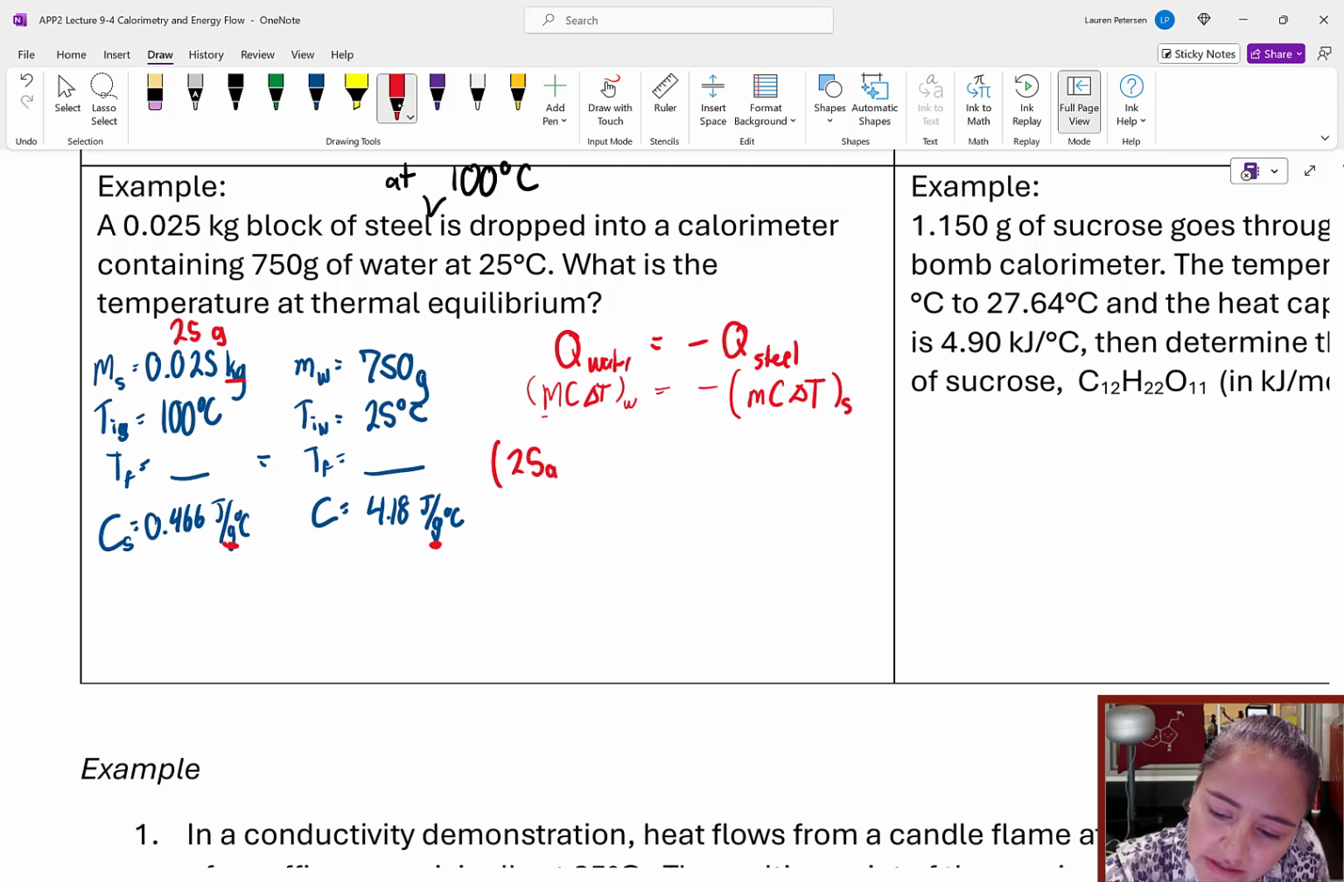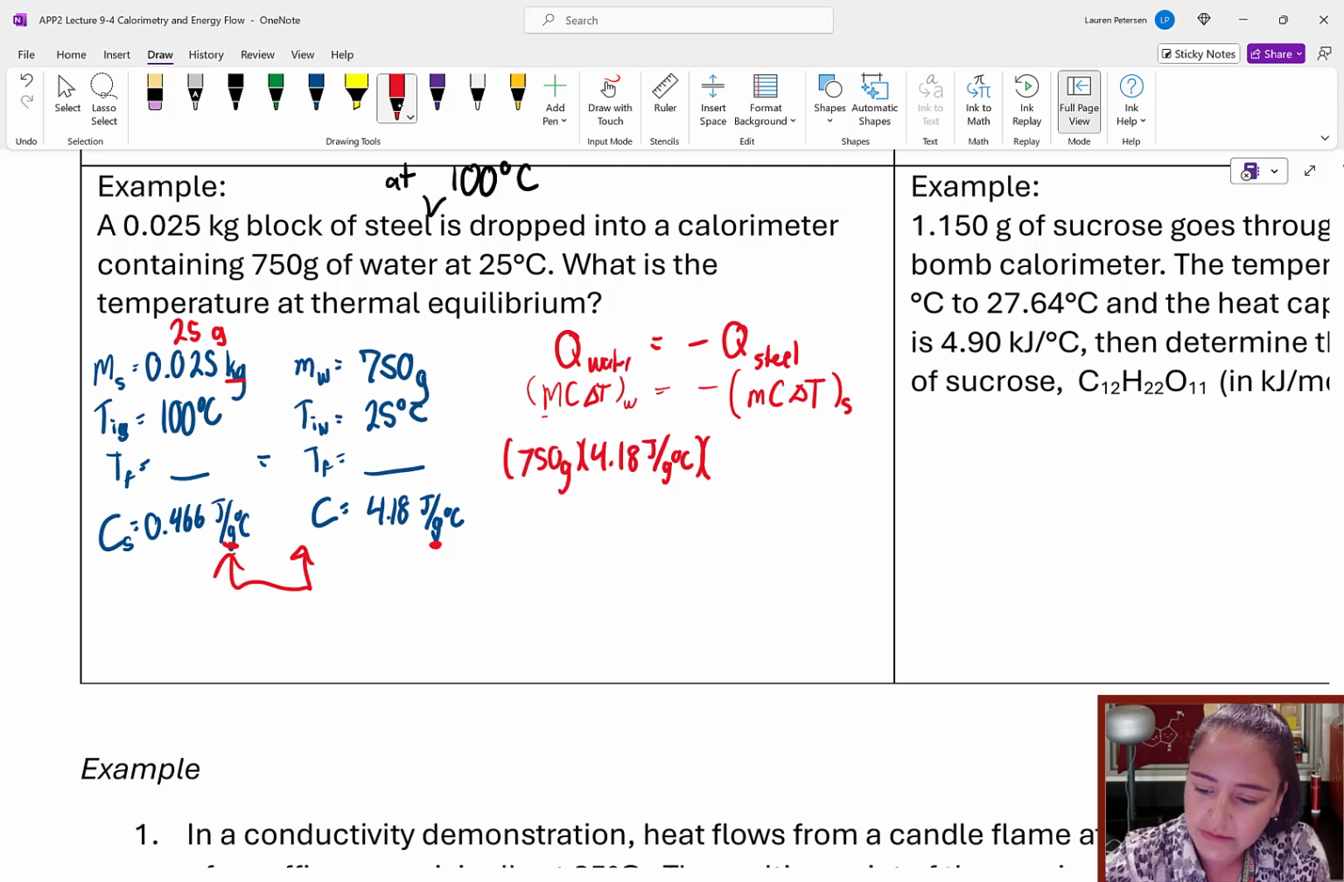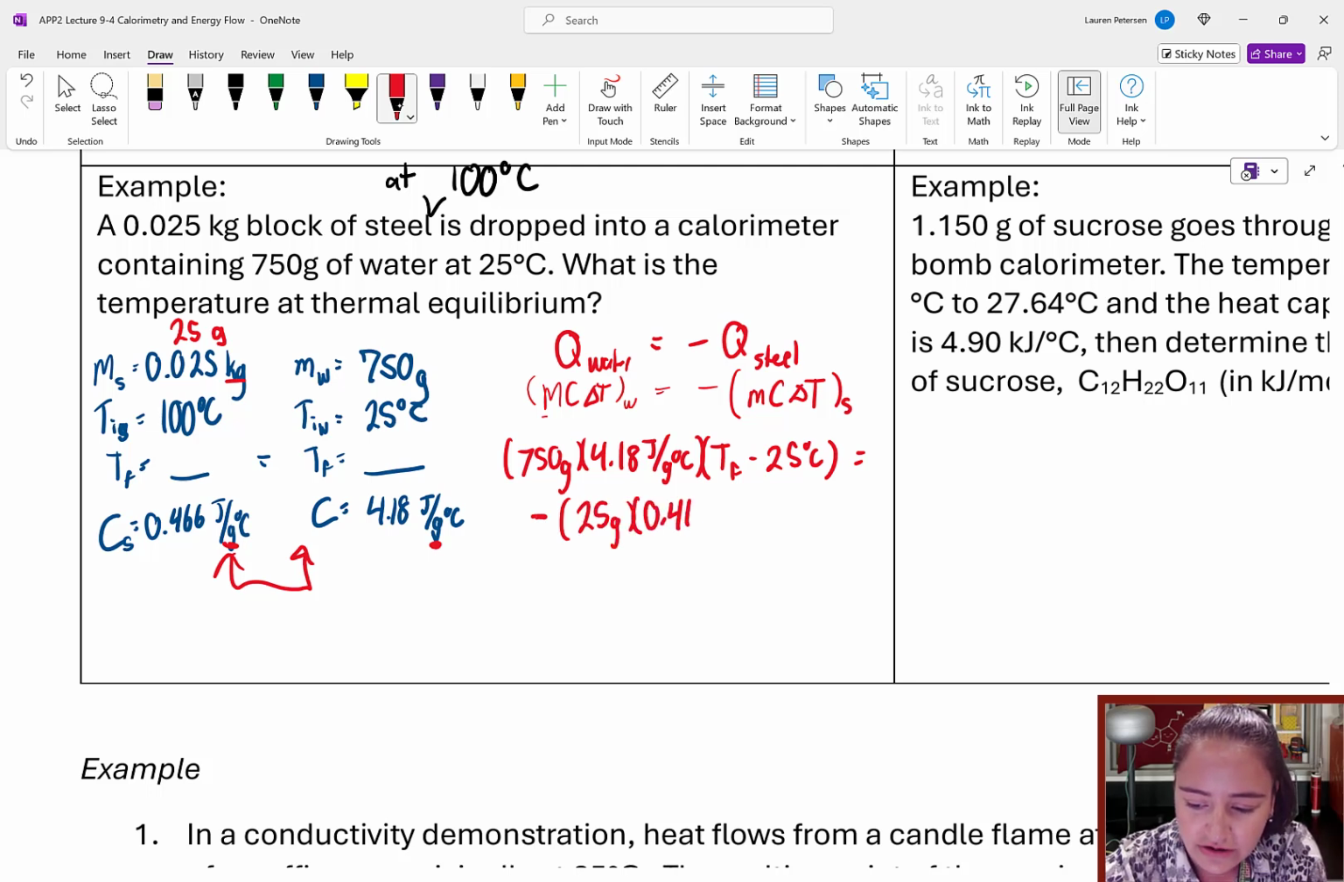Okay, so we have Q water. I also probably should have swapped those around so that I didn't get myself confused. Okay, 750 grams for the water times 4.18 joules per gram degree Celsius times that change in temperature, which we don't know. So we have T final minus 25 degrees Celsius. And then we have negative Q of the steel. So negative 250 grams times 0.466 joules per gram degree Celsius times T final minus 100 degrees Celsius.